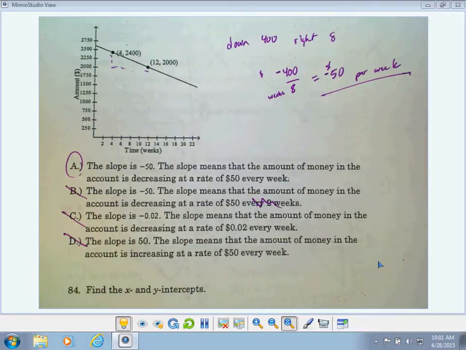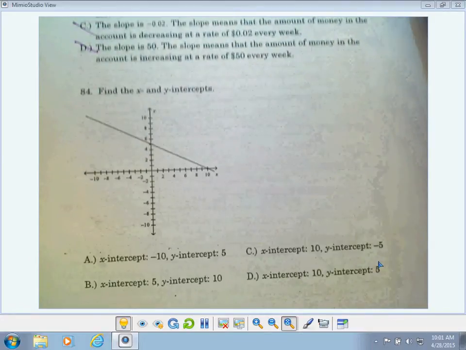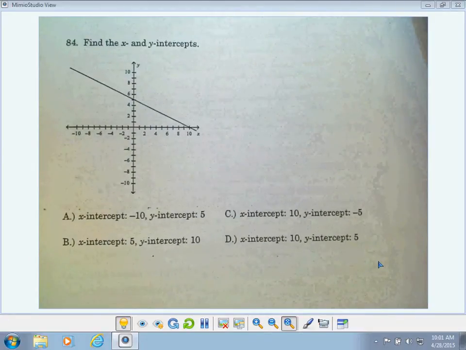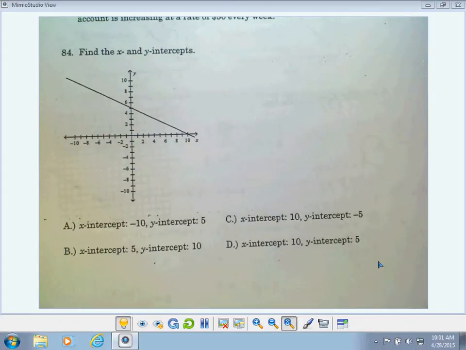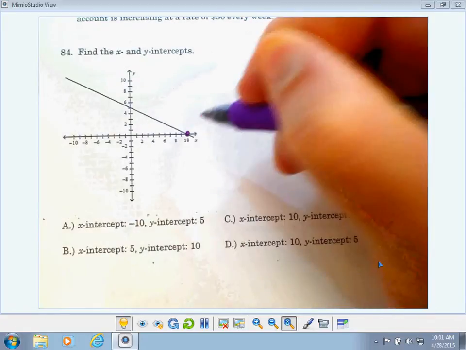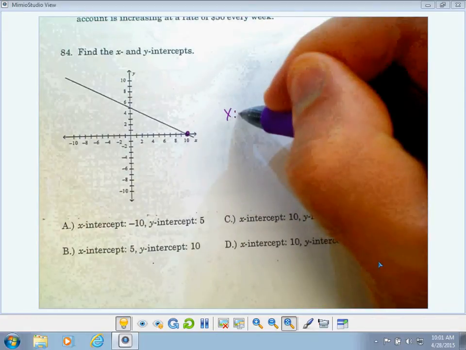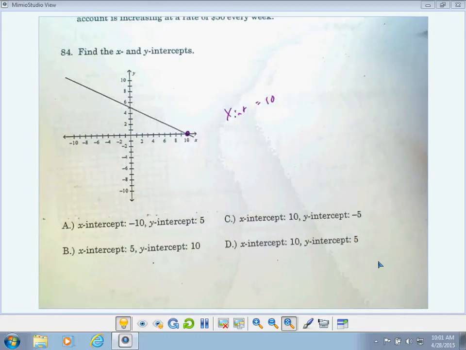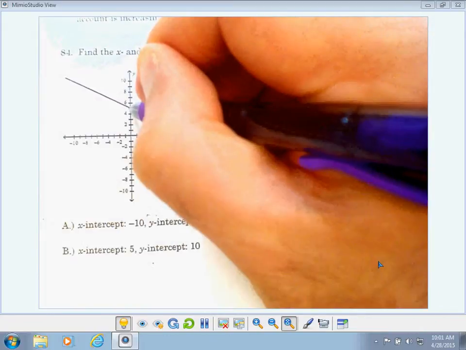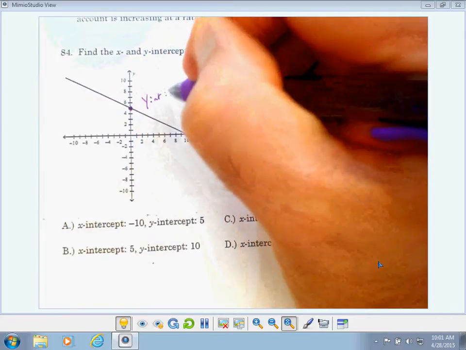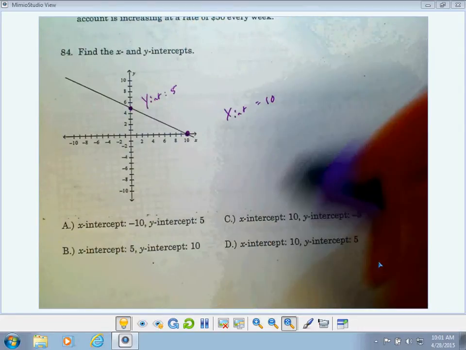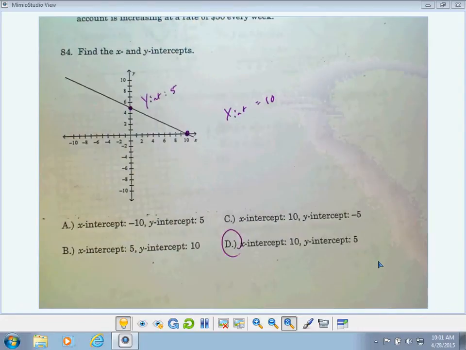Okay, find the X and Y intercepts, number 84. Looking at a graph, just asking you if you know what an X and Y intercept is. So an X intercept is where the graph touches the X axis. So X intercept is 10. Y intercept is where it touches the Y axis. Y intercept is 5. And answer is D.